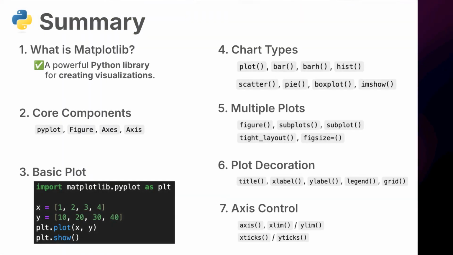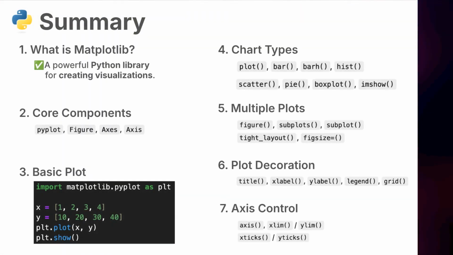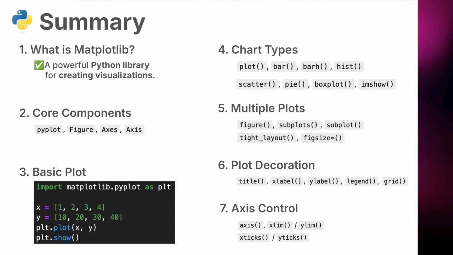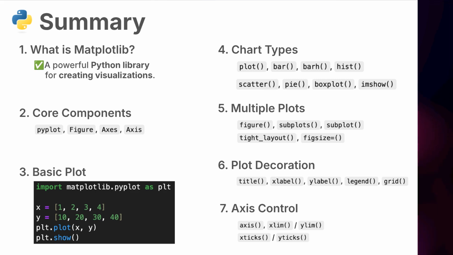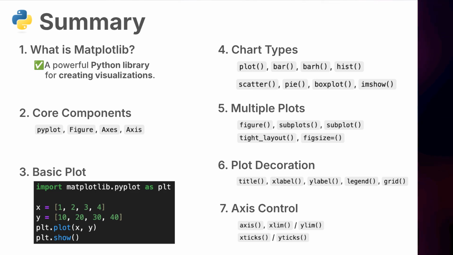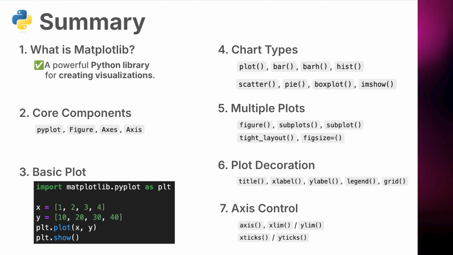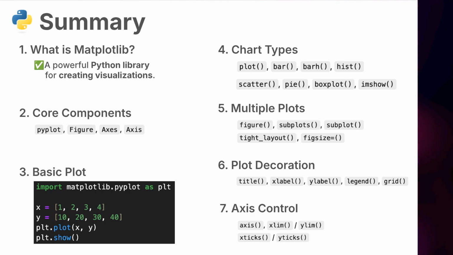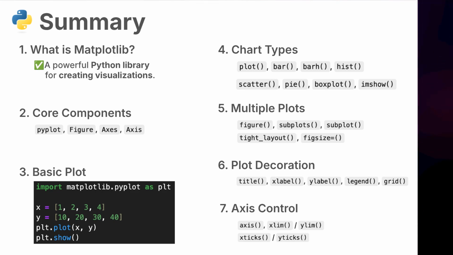That's it for today's video on this topic. We explored what Matplotlib is, learned about its core components like figure and axis, and saw how to create different types of plots using simple Python code. Let's quickly review all the learnings. 1. What is Matplotlib? It's a powerful Python library used for creating visualizations. 2. Core components. Highlighted the 4 key elements.